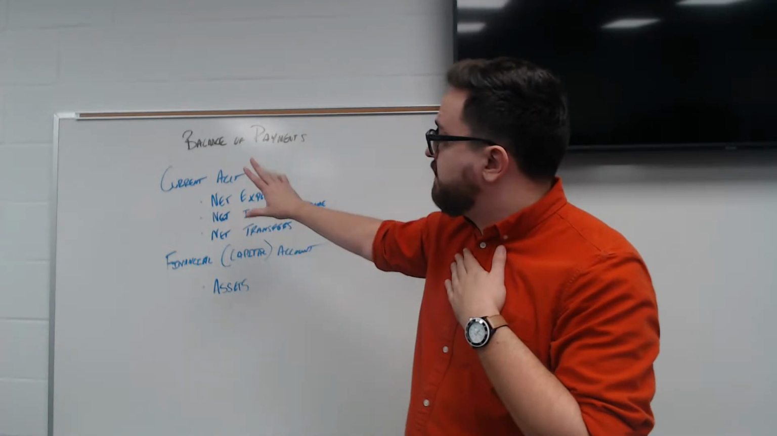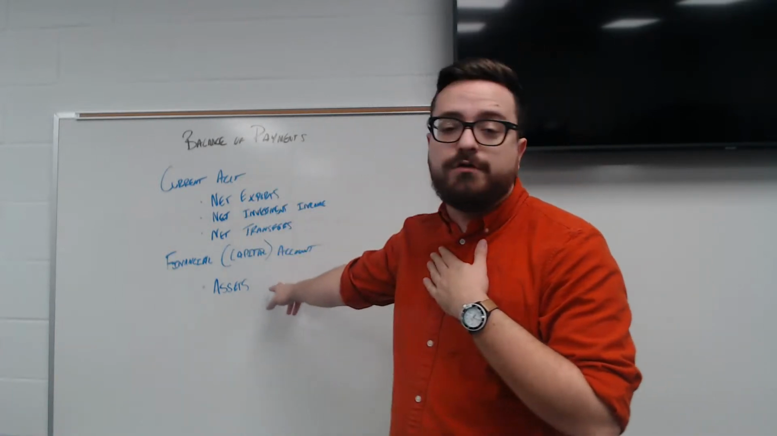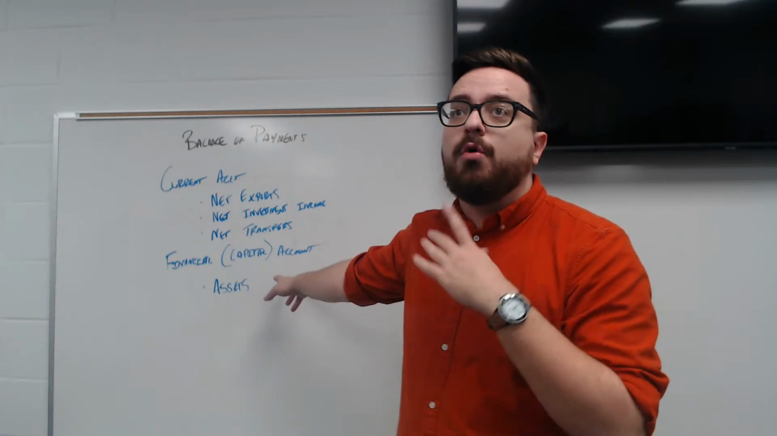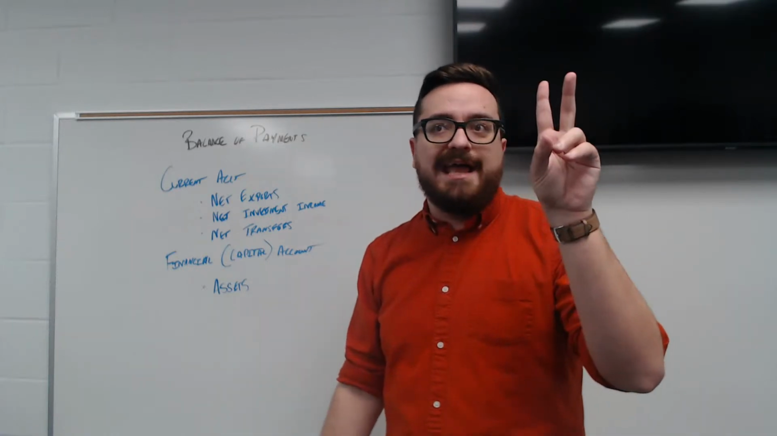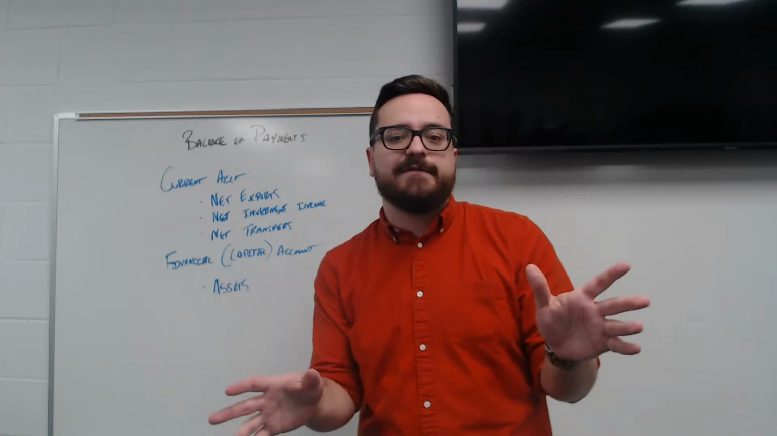The big thing to note here is that these two accounts offset each other. If this one's positive, this one's negative. All you've really got to worry about is what things are tracked in each. And if one's positive, the other one's negative. That's kind of about it.